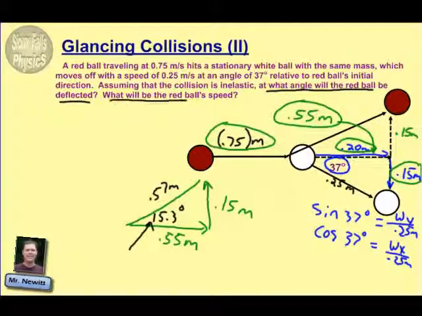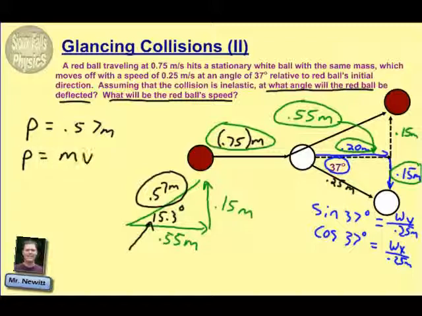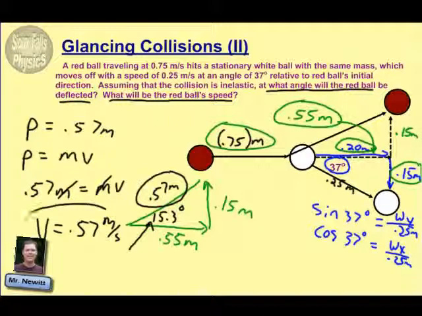Now, the last question is, what will be the speed of the red ball? This gets a little bit more tricky as we calculate this. Since we know that the resultant momentum of the red ball is 0.57, and we know that momentum is equal to mass times velocity, we could say 0.57 m equals mass times velocity. Now I have mass on both sides of my equation, so that can cancel out. And so my velocity ends up being 0.57 meters per second for that red ball.